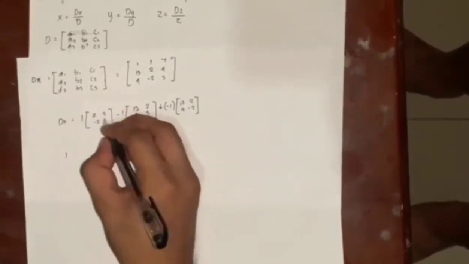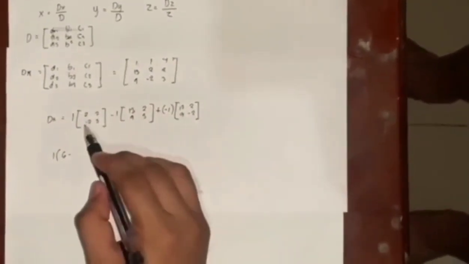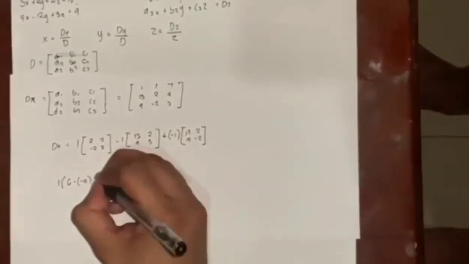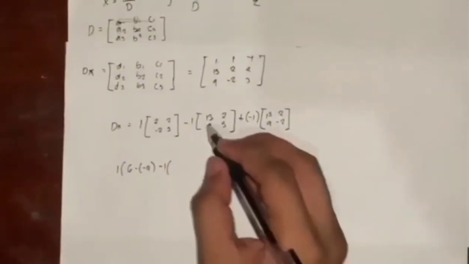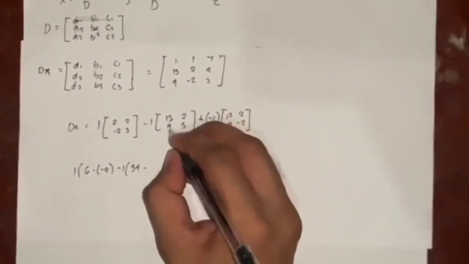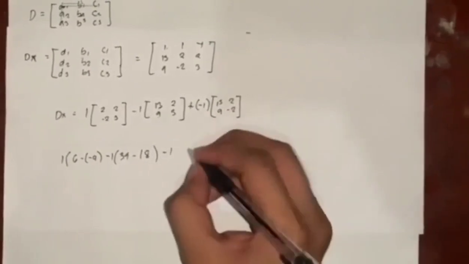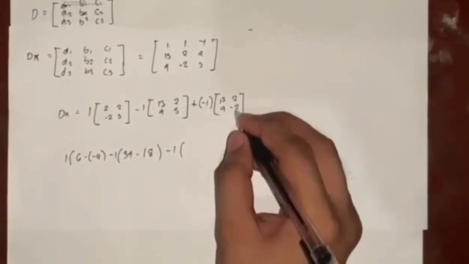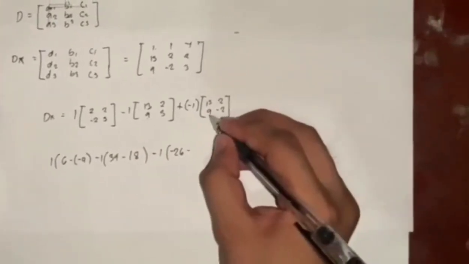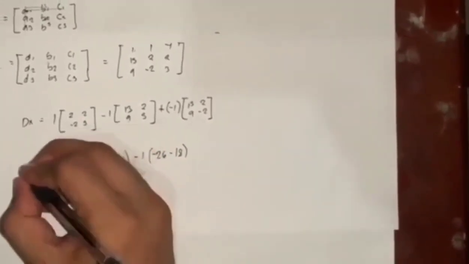One, 2 times 3 is equal to 6, minus the answer of negative 2 times 2, which is negative 4, minus 1 times the answer of 13 times 3, which is 39, minus 9 times 2, which is 18, minus 1, and the answer of 13 times negative 2, which is negative 26, minus the answer of 2 times 9, which is 18, is equal to dx.